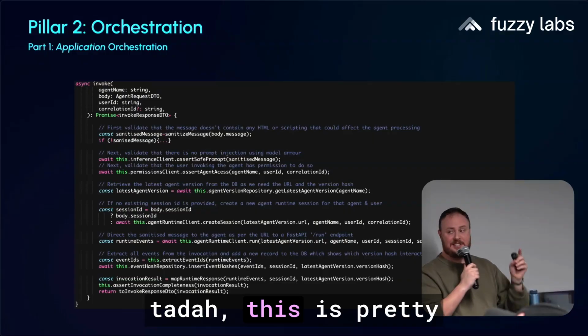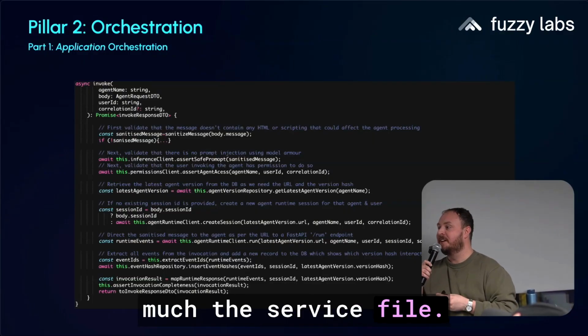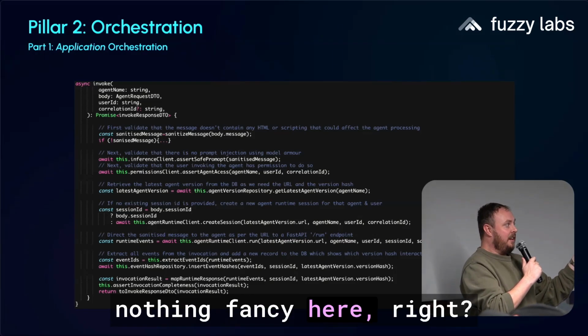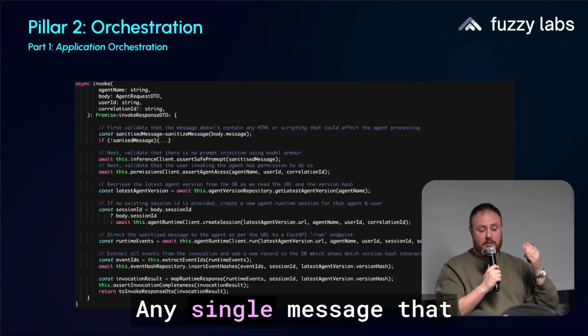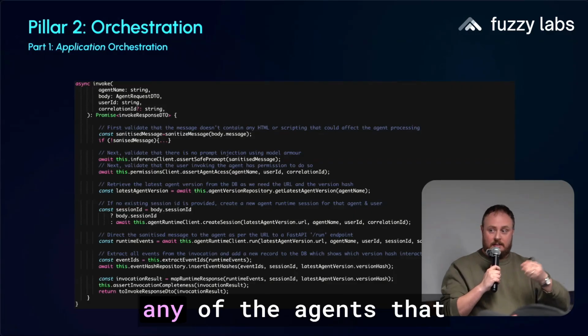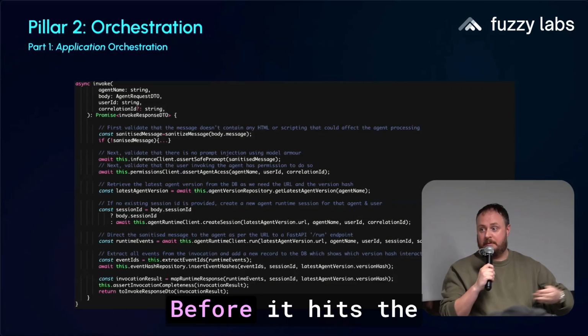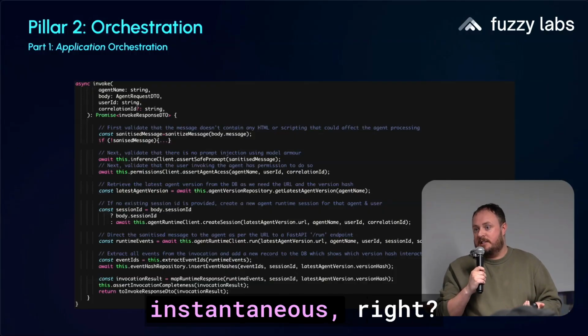Ta-da! This is pretty much the service file. I changed a couple of the names. I stripped some bits out. And again, there's nothing fancy here, right? Any single message that we send to any of the agents that we deploy goes through exactly the same process before it hits the agent. And it's instantaneous, right?